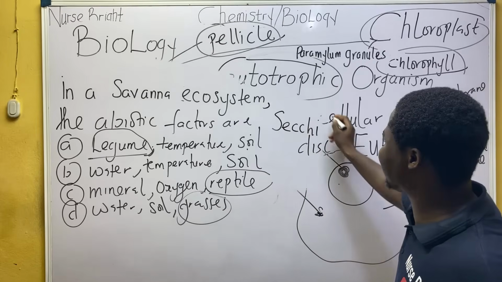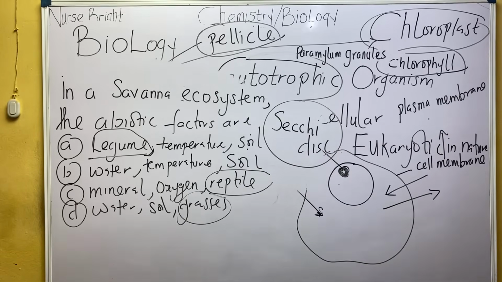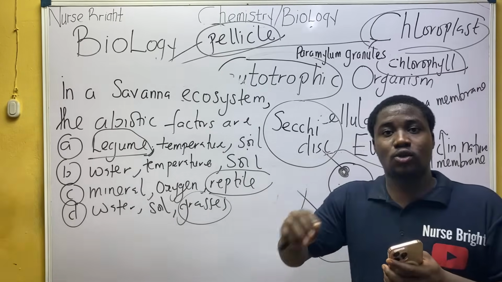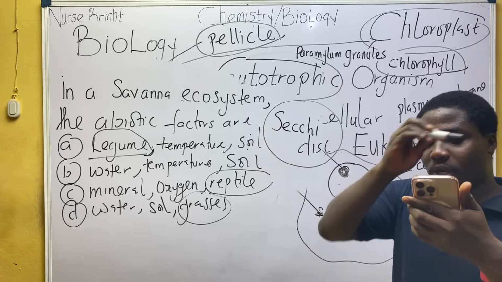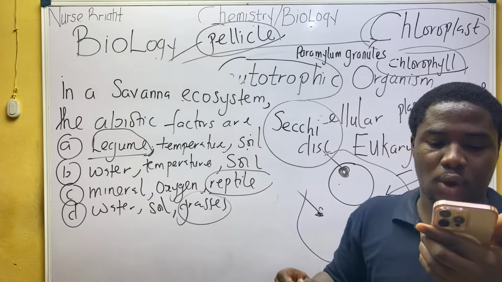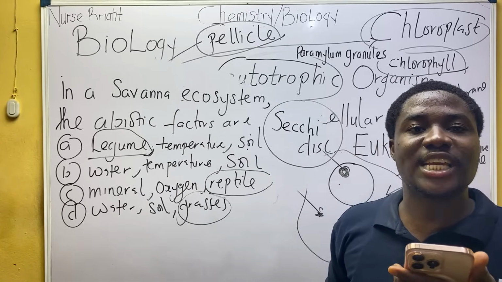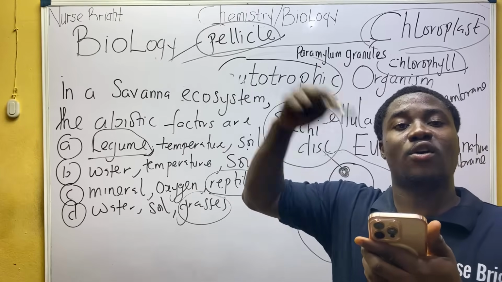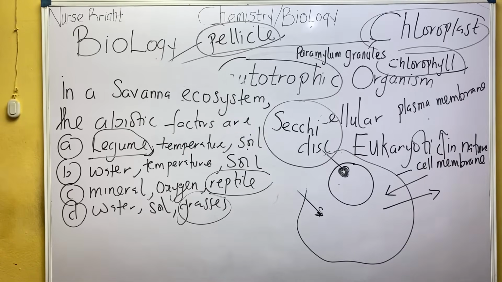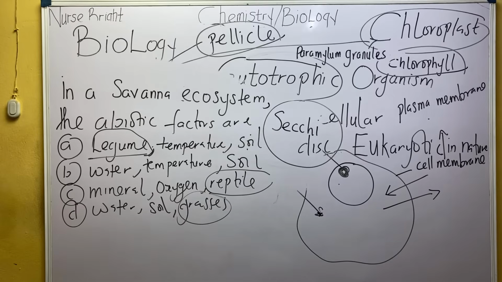Please note it for your exam. The answer is Secchi disk, the instrument used to determine the turbidity of water. Turbidity has to do with how cloudy water is due to suspended particles. An option here says thermometer, that's temperature. Another one says rain gauge, that's rainfall. The instrument used to measure rainfall is the rain gauge. Note that, everybody.